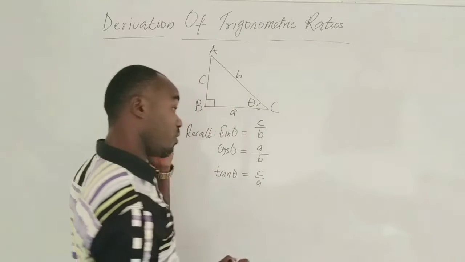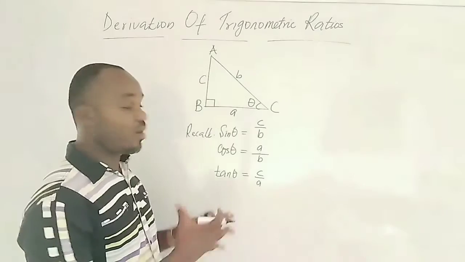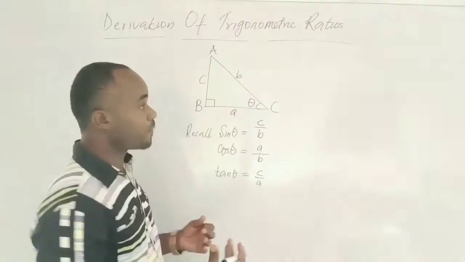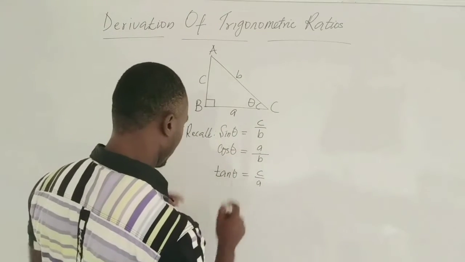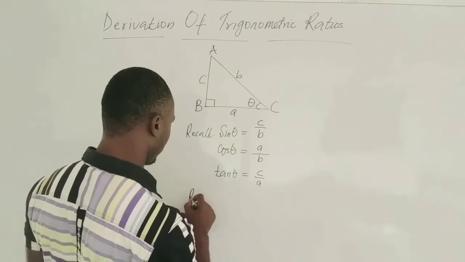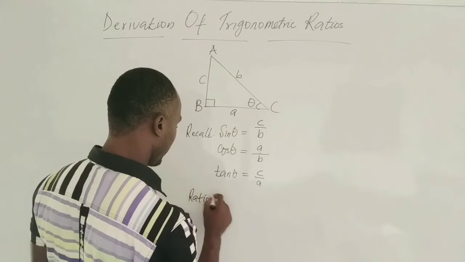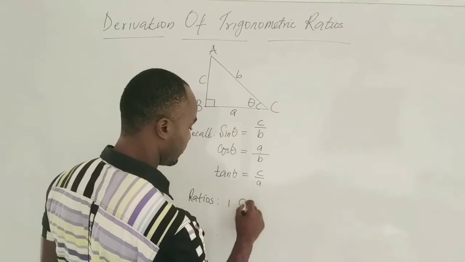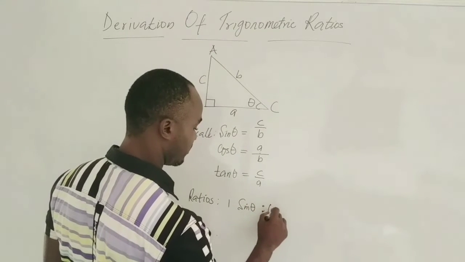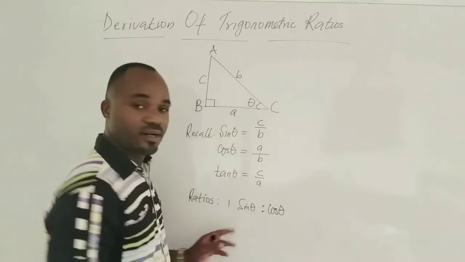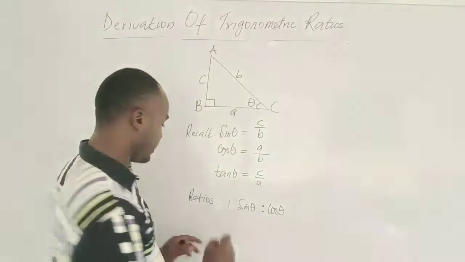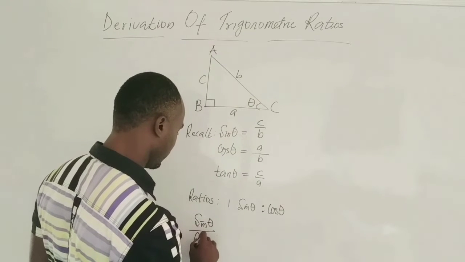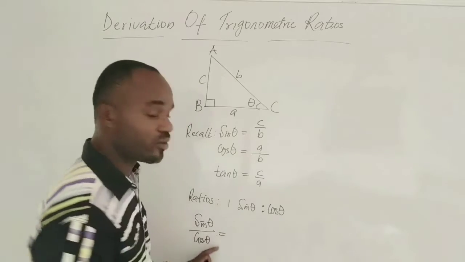Alright. So what we're going to look at quickly is how these things can be combined to generate certain ratios, or relations, how we can use them to derive one or two things. The ratio we are going to consider is the ratio of sine theta to cos theta. Sine theta all over cos theta. That's the ratio we're going to consider.